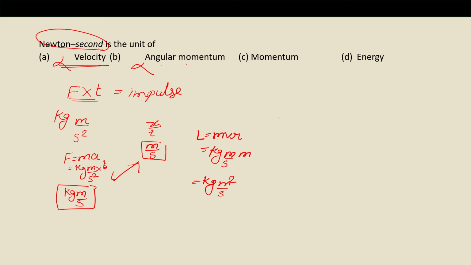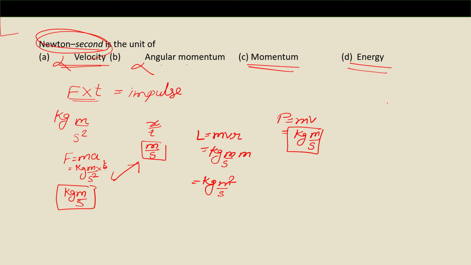Then momentum. Momentum formula is what? Mass into velocity. Mass is kilogram and velocity is meter per second. So we got kg meter per second. So this is same as this one, kg meter per second. So we can say that Newton second is also a unit of momentum.